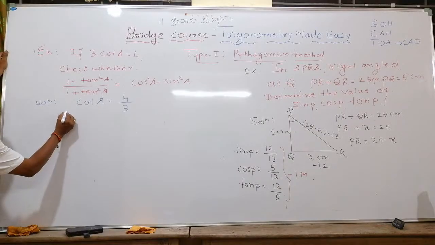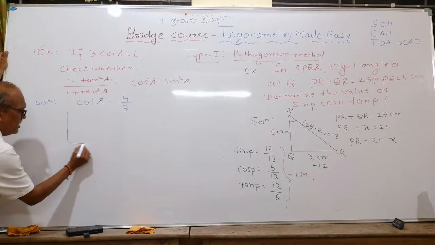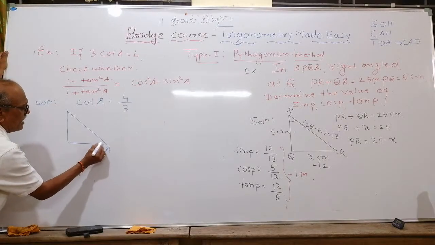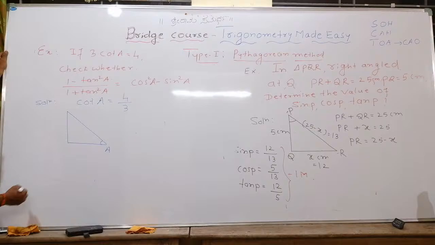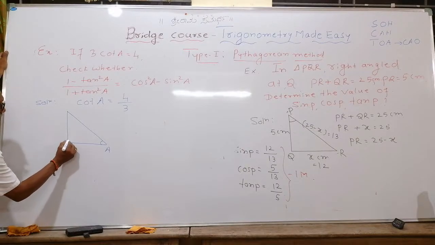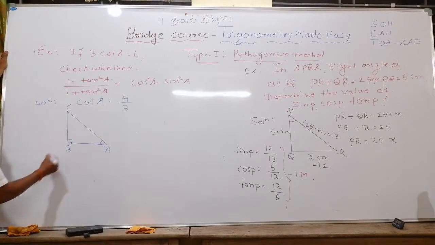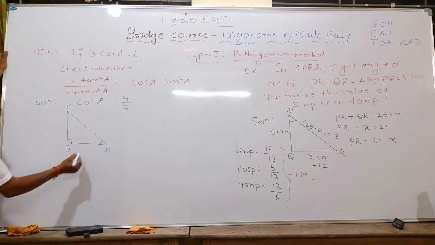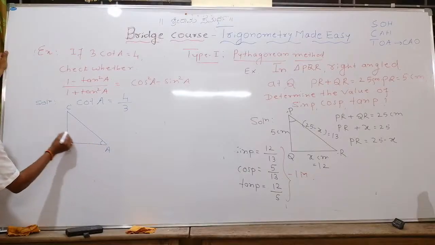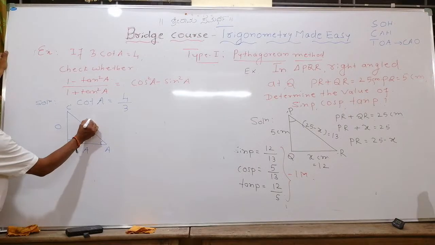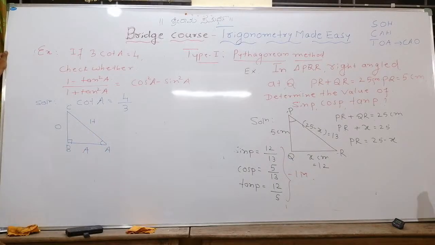Now you draw the right angle triangle. This is always convenient and very safe. Cot A means A will be acute. And you can take B as the right angle, the other two you can take any way you want. With respect to A, this one will be opposite, this one will be adjacent, this one will be hypotenuse. Are you getting me? What is the cot definition?